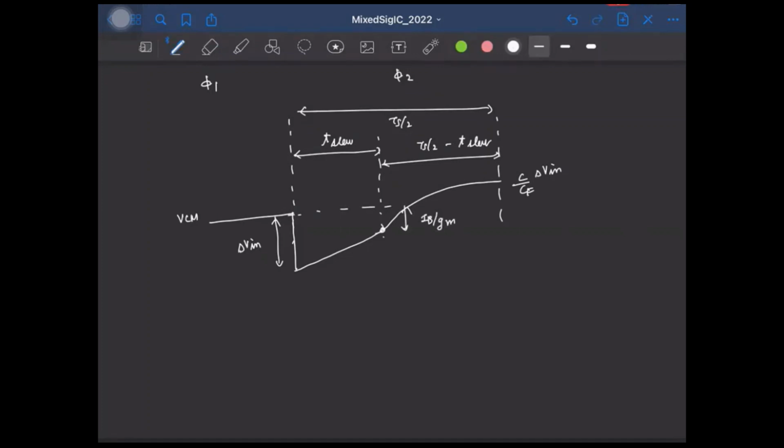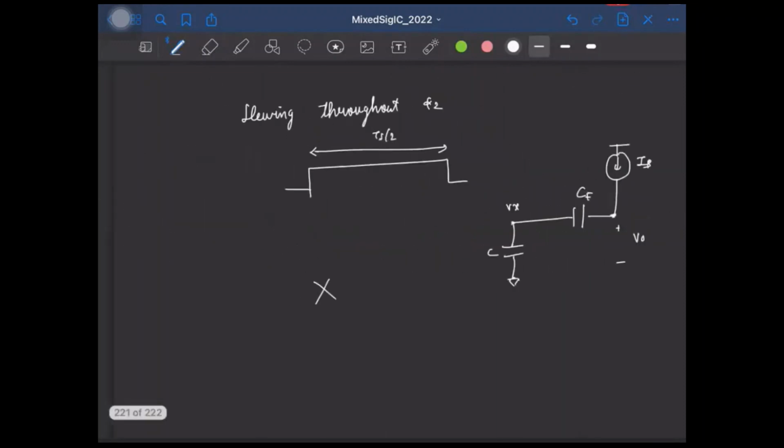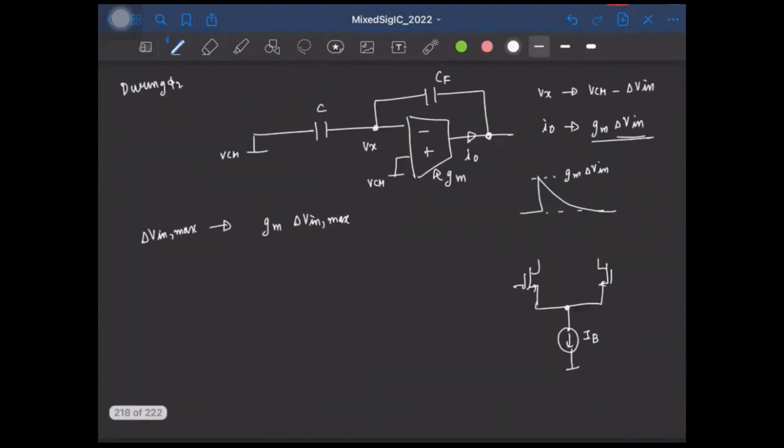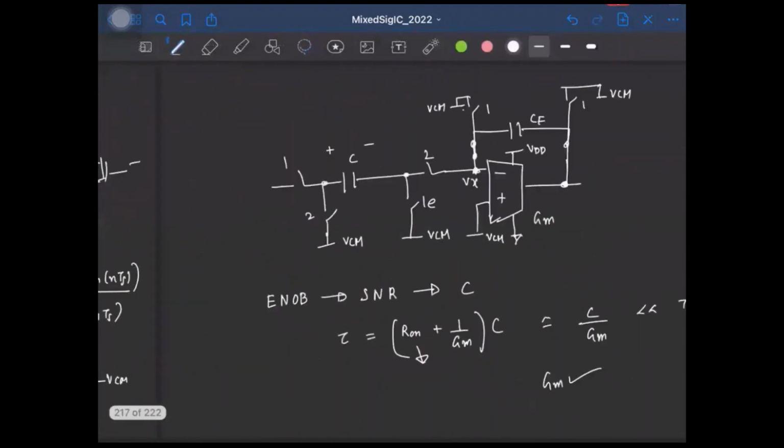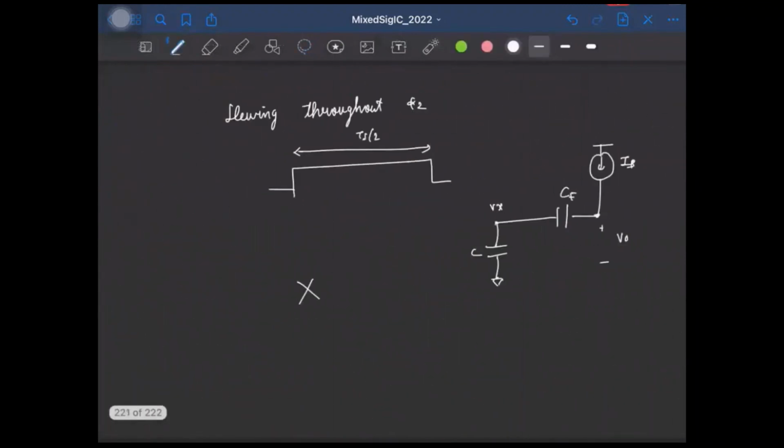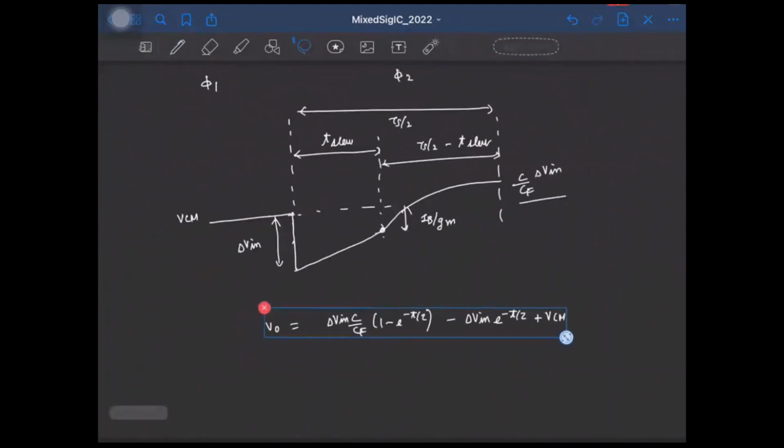Right. So now, how will the settled waveform or the settled value look like? Well, we saw that the output has a profile given by this. So this is the output voltage when there is no slewing. That is, we have this exponential settling happening throughout Ts by 2. In this case, the initial voltage was minus delta V, and the final voltage is this guy.